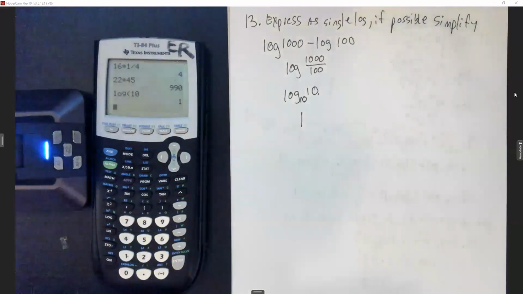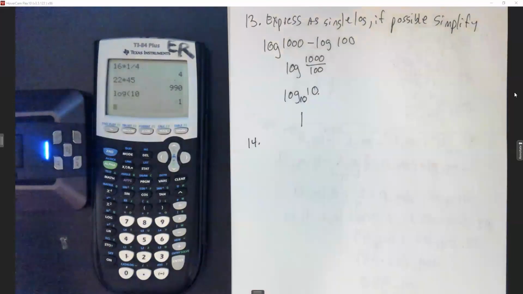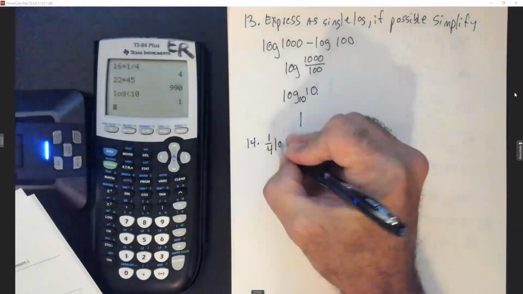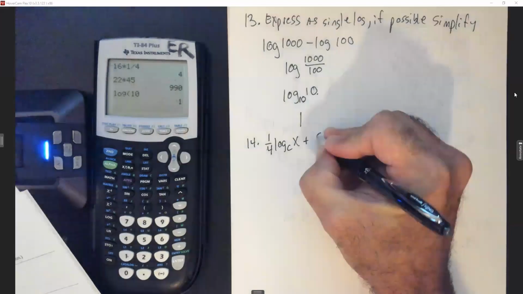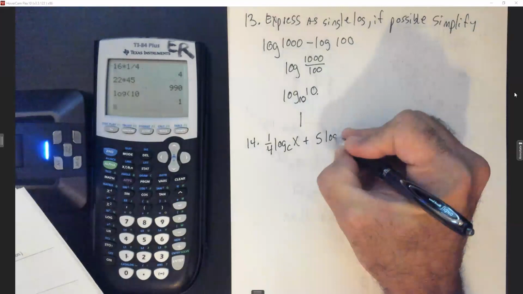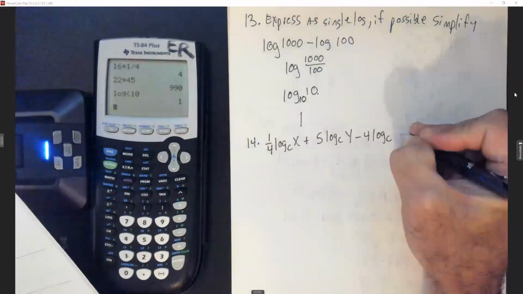All right, what's next? Number 14, and it says the same thing, y'all. Express as a single log. If possible, simplify. So I got a 1/4 log C of x plus 5 log C of y minus 4 log C of x.